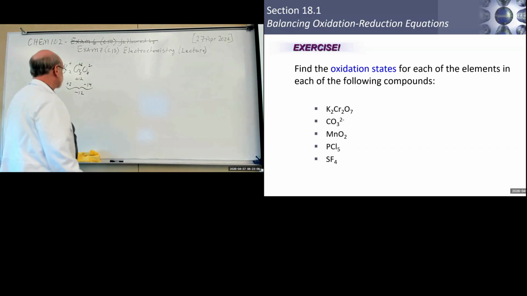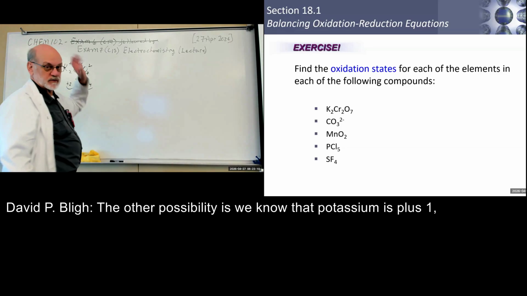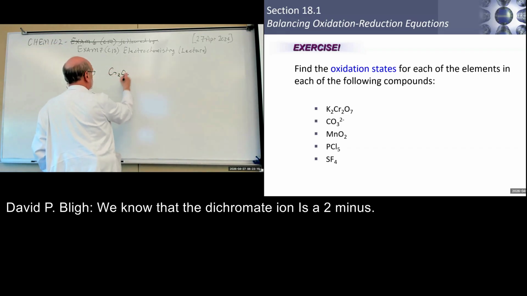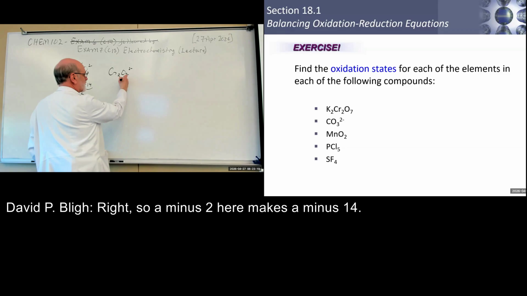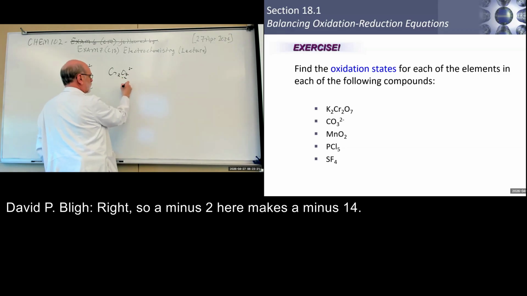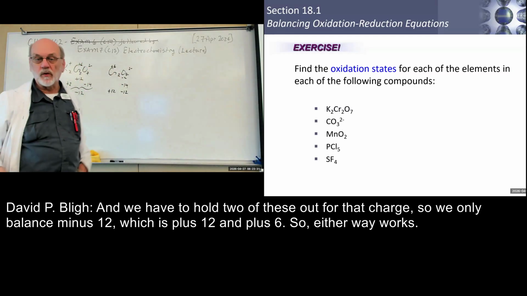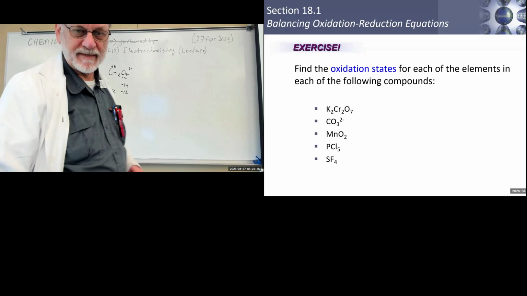All right. The other possibility is we know that potassium is +1. We know that the dichromate ion is a 2 minus, right? So a -2 here makes a -14. And we have to hold two of these out for that charge. So we only balance -12, which is +12 and +6. So either way works. All right.